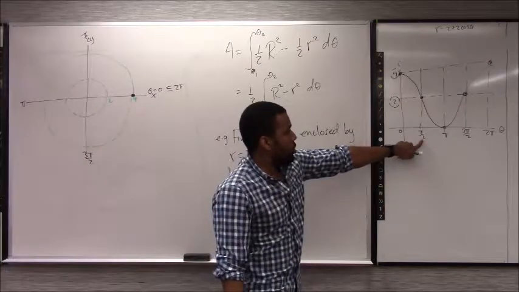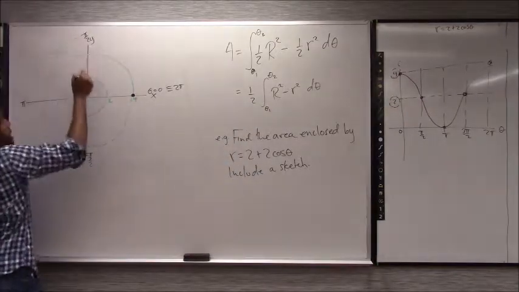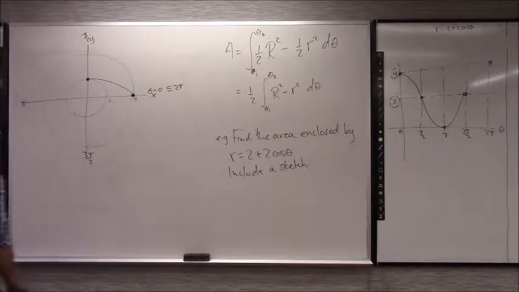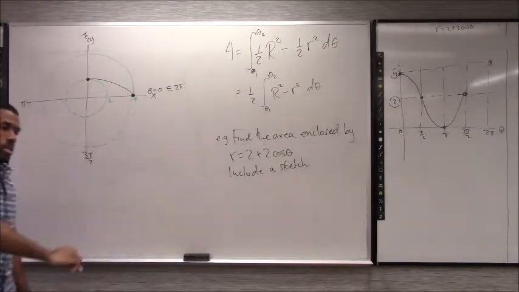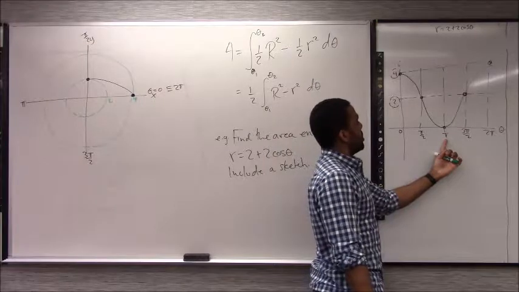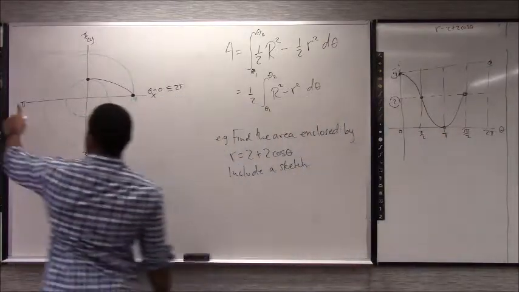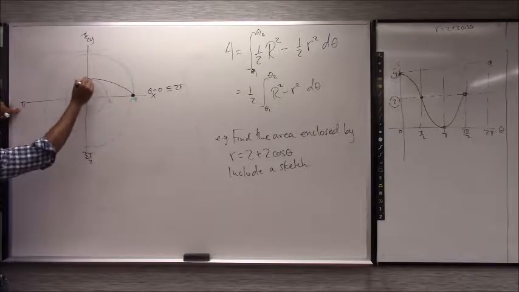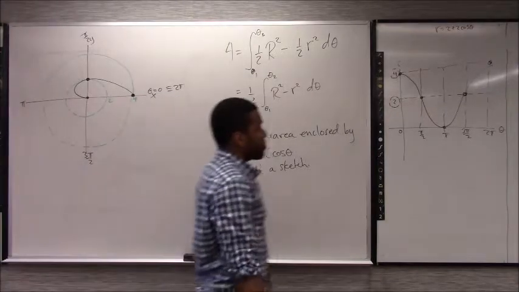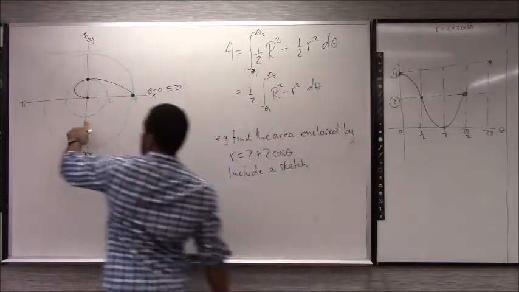As theta moves to pi over 2, my distance from the origin is now 2. So I'm going to jump from the circle of radius 4 to the circle of radius 2 when my angle hits pi over 2. So I'm going to hit this point here. And these are trig functions, so you're always tracing in a counterclockwise direction. Notice here when I hit pi, my distance from the origin is what? 0, which means here's the angle pi, I should be here. Moving to 3 pi over 2, my distance from the origin is now 2, so I'm going to jump back to the circle of radius 2.